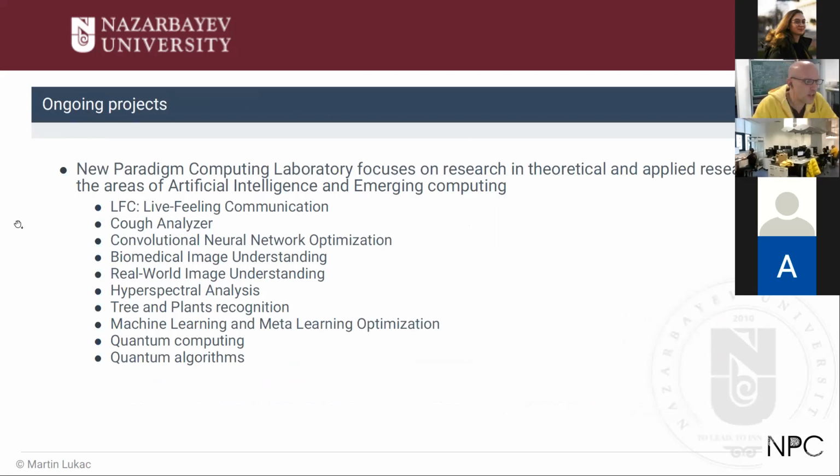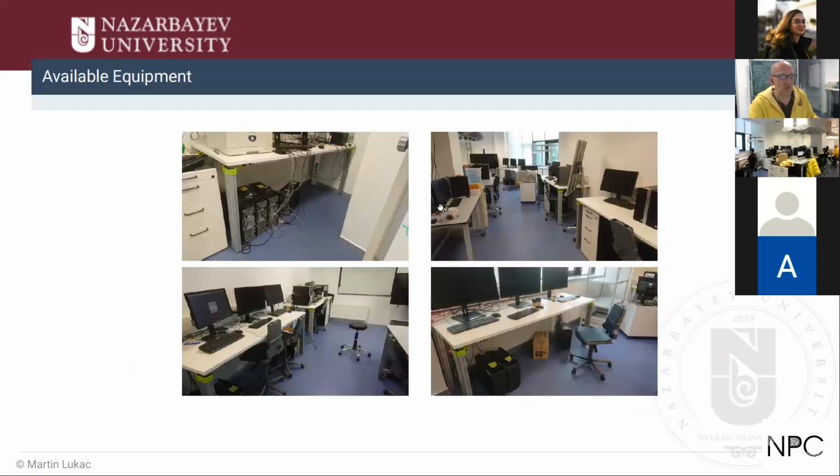Okay, so these were the 3 main areas. Now we have quite a lot of other projects that we are running. We have some biomedical image understanding, real-world image understanding, hyperspectral analysis, and autonomous tree and plant recognition. We have some meta learning optimization, and we have quantum computing and quantum algorithms. Okay, now these are the resources.